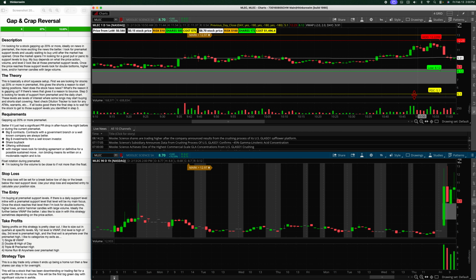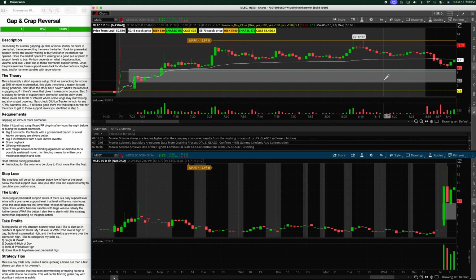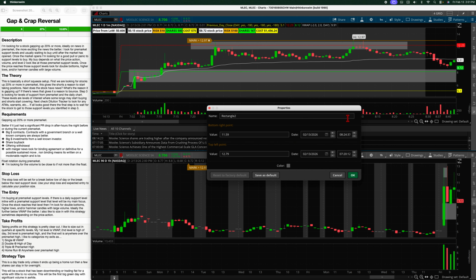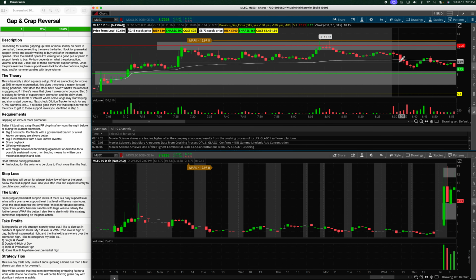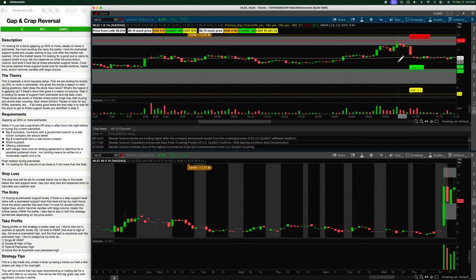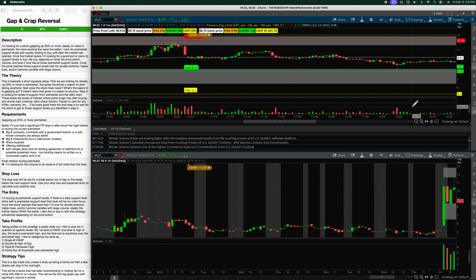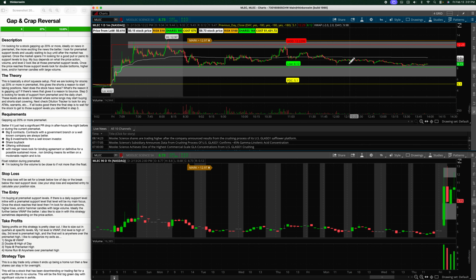We start running up to what I call these resistance levels. Now let's draw this over to the right. You start scaling some shares out. Scale, get some of those shares out.